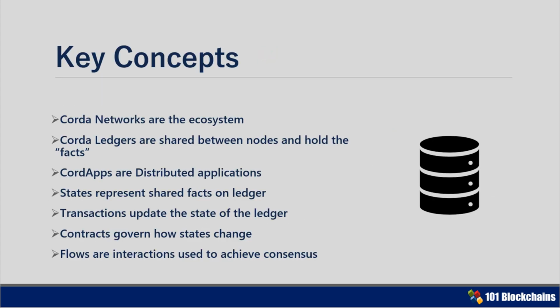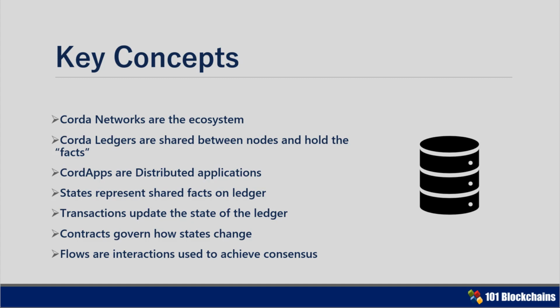Now, Corda networks are effectively the ecosystem. It is important to know that when we deploy a blockchain, we need to have a network that is part of the ecosystem. These ledgers are going to be shared between nodes and hold the facts. When we think of what a fact is, and a state, and changes, and how the blockchain can change or update, there's a lot that goes into that.